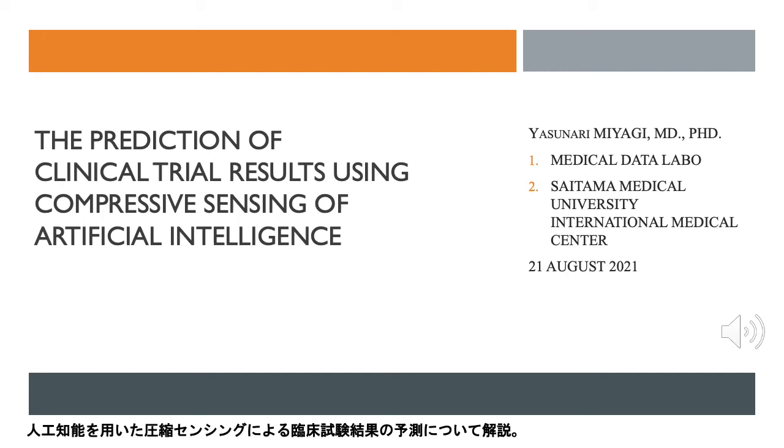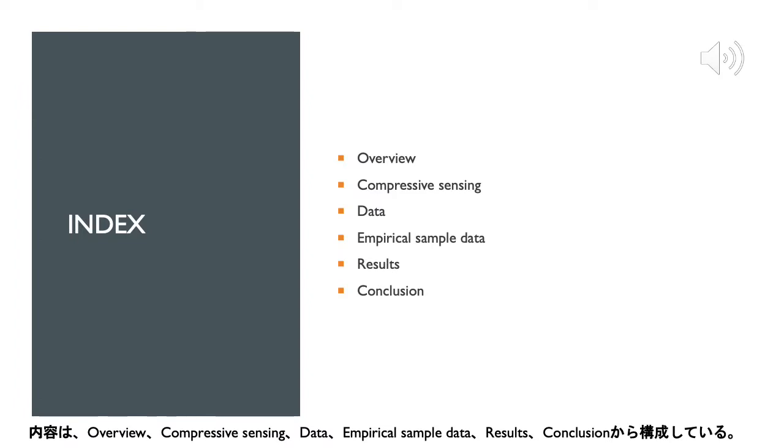Prediction of clinical trial results using compressed sensing with artificial intelligence will be discussed. Contents include overview, compressive sensing, data, empirical sample data, results and conclusion.